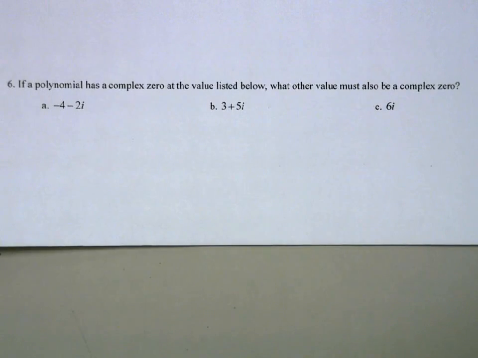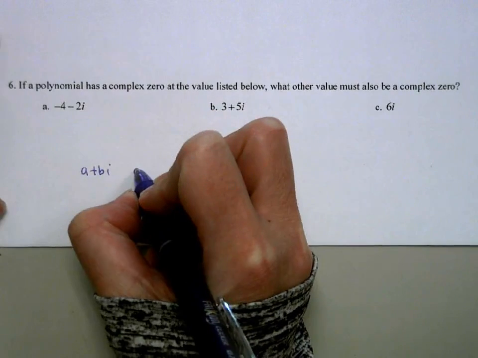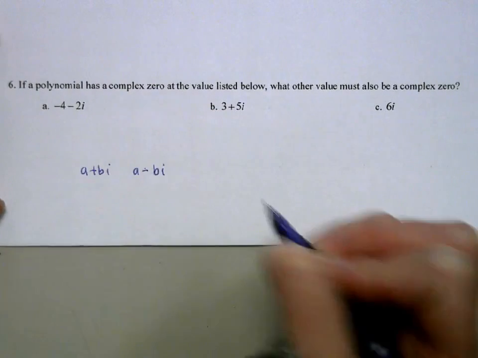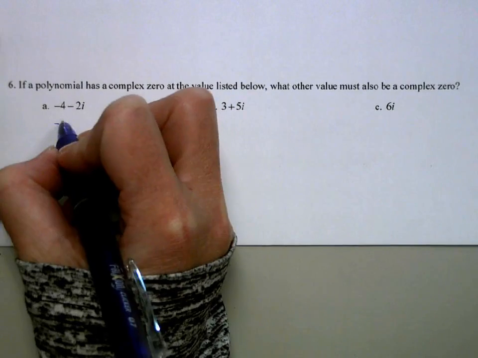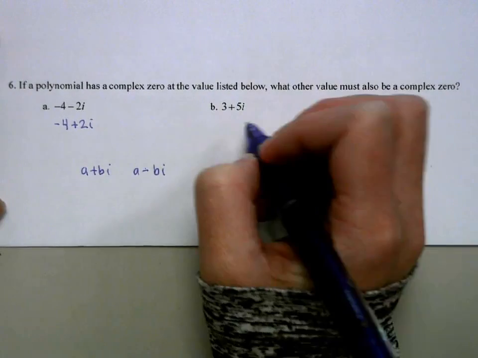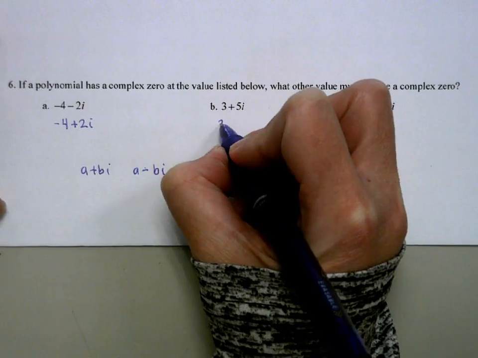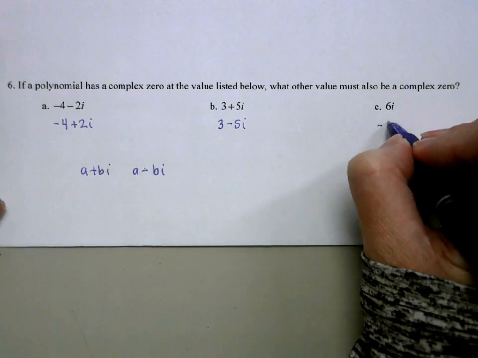With complex zeros, if one complex value is a 0, its complex conjugate is also. So if you have a plus bi, its complex conjugate is a minus bi. So if negative 4 minus 2i is a 0, then negative 4 plus 2i is a 0. If 3 plus 5i is a 0, 3 minus 5i must be a 0. And if 6i is a 0, negative 6i is also a 0.